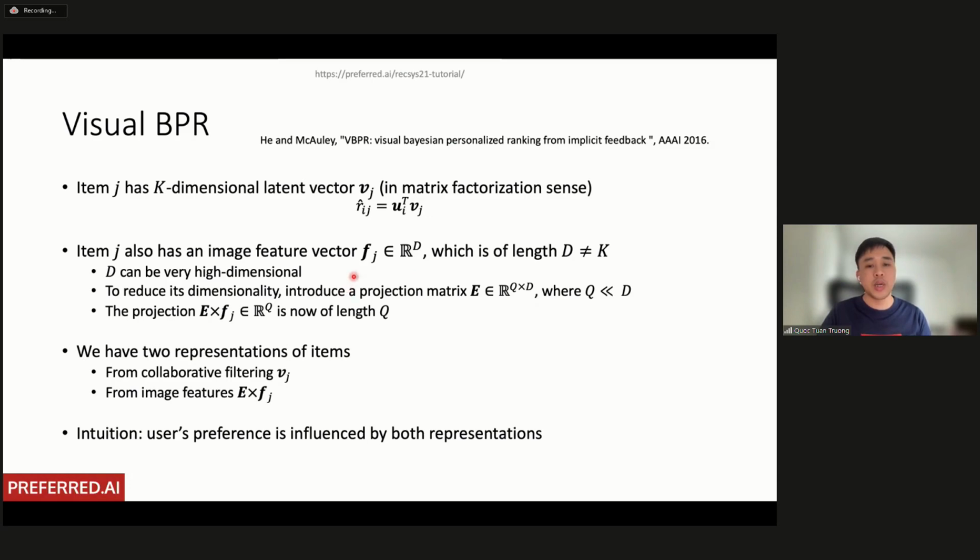So in this model, they're trying to learn a projection E to reduce the dimension of the image feature to lower dimensions, so that it can fit into the matrix factorization framework. So for each item, we have two parts. One part learns the collaborative filtering signal, and the other part learns from the image features. And the intuition here is that the user preference is being influenced by both of these representations.